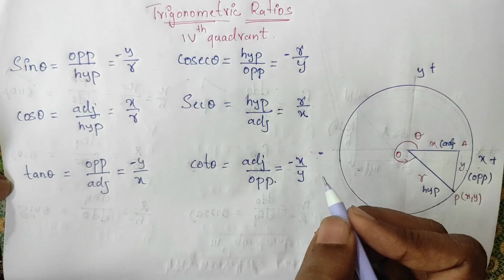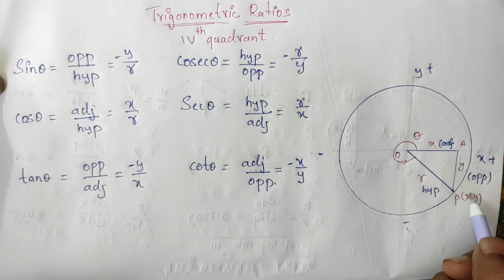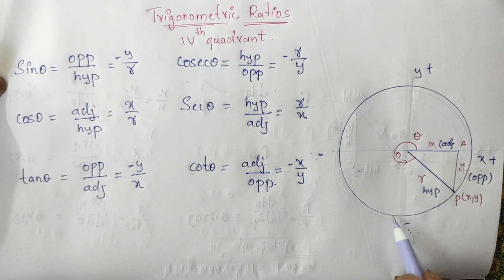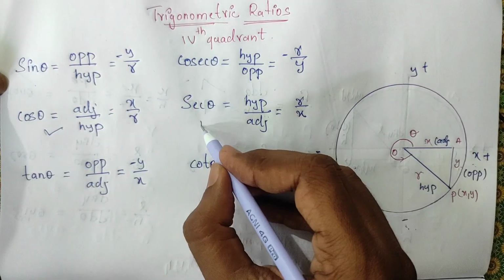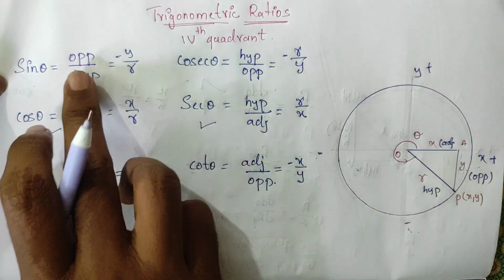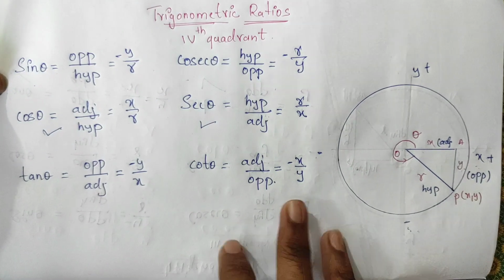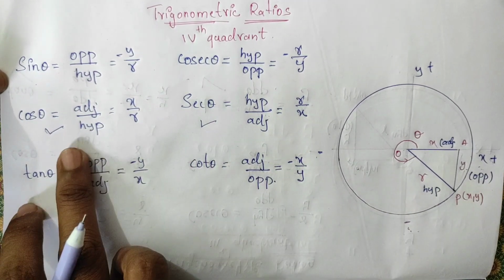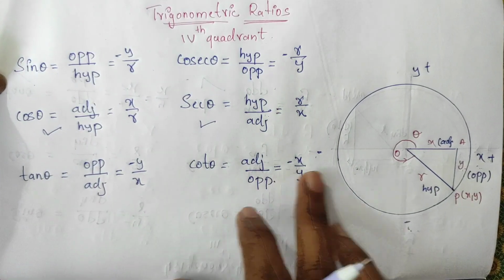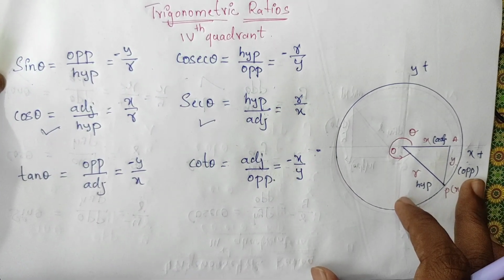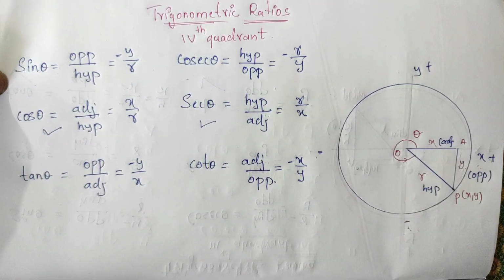So what have we concluded? If theta lies in the fourth quadrant, the angle between 270 to 360, cos and its reciprocal secant are positive, the remaining 4 are negative. So in the fourth quadrant, only cos and its reciprocal are positive, the remaining 4 are negative if theta lies between 270 to 360.